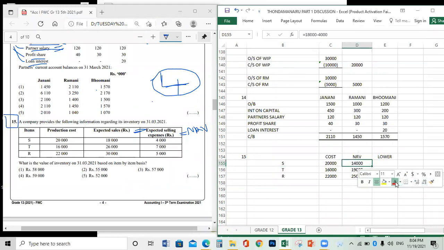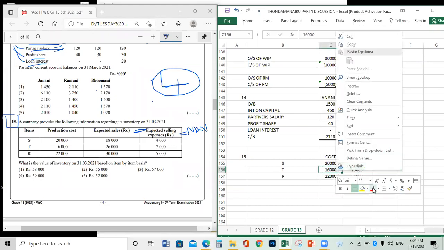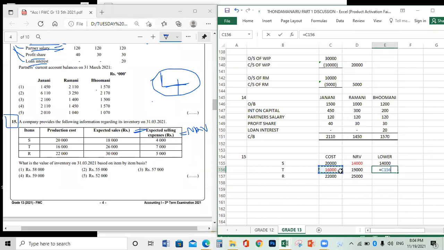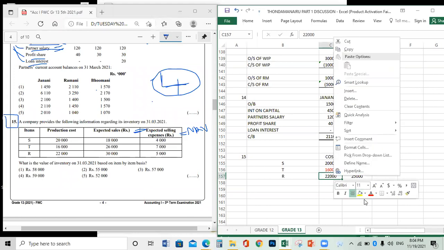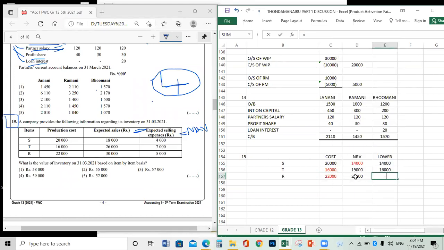So this one, you item by item, guys, you should compare one by one and take it. Now product P, which is lower, cost is lower, then you have to take what? You have to take cost. Okay, product R, which is lower, again cost is lower, so take cost.